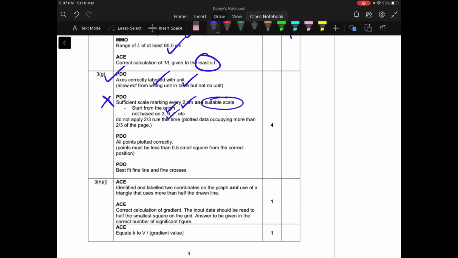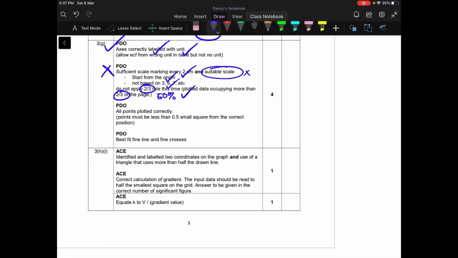She start with the origin. It is not weird. You just need to cover 50% or more. So she will get this mark also. She only lose this part. All points are plotted correctly. I didn't check for this purpose, but in exam we will check.